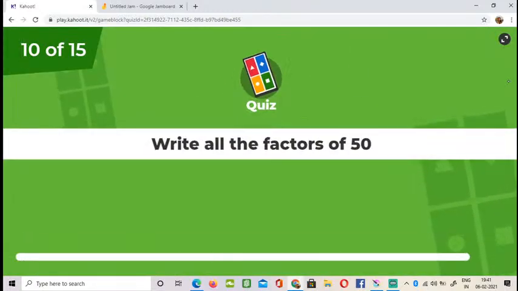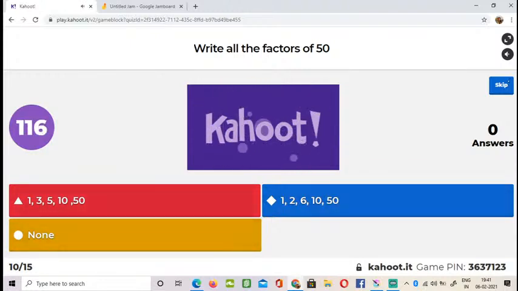Write all the factors of 50. This is so easy. So 14 answers. The answer count is increasing.